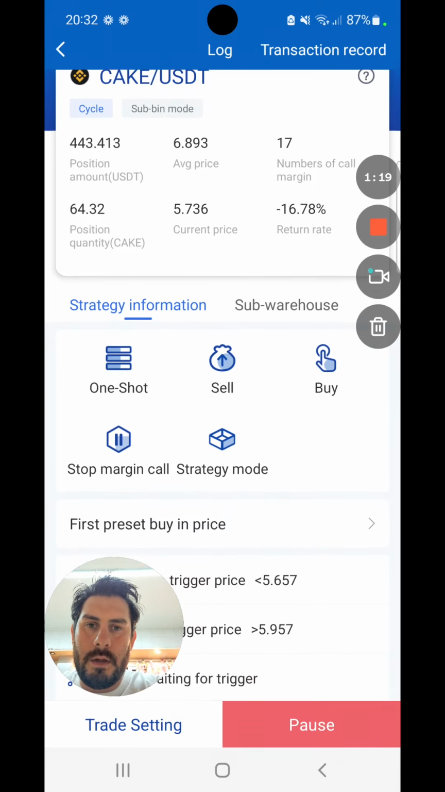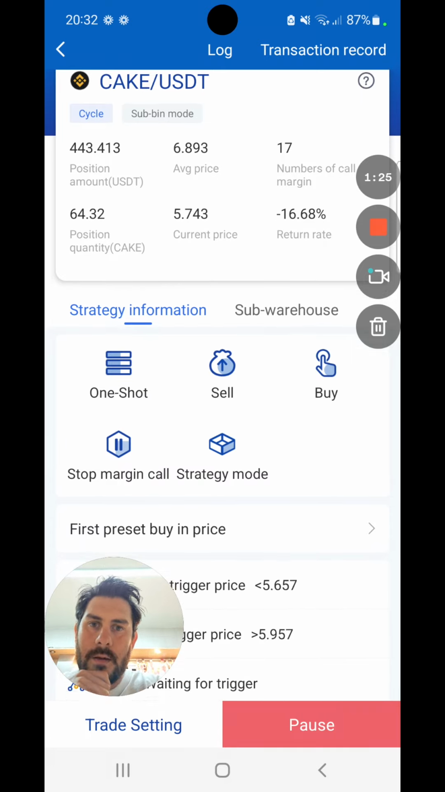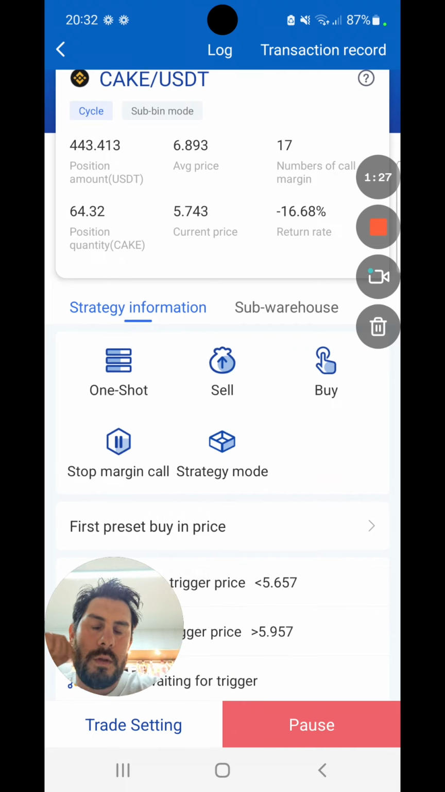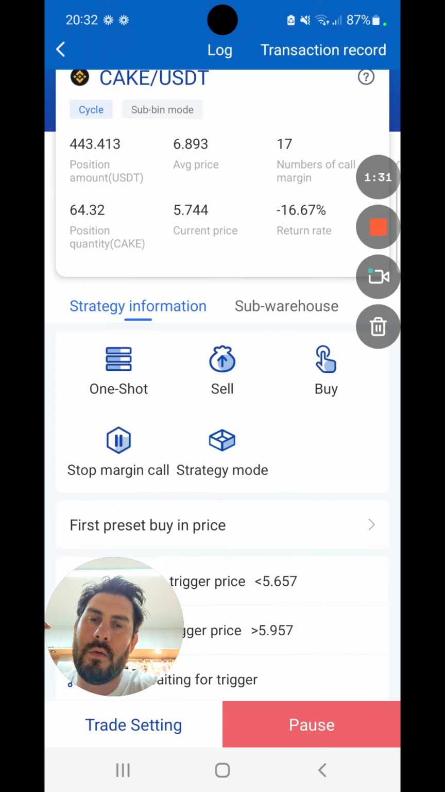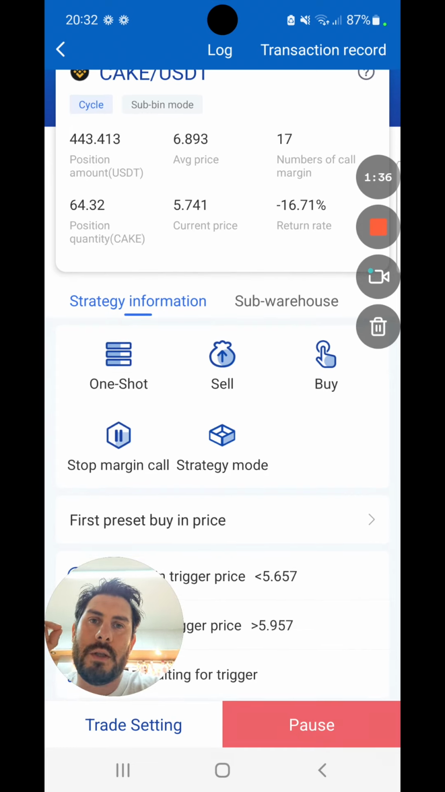So basically what the robot is doing, when the crypto is going down, it will buy, and when the crypto is going high, it will sell. So we will have profit from each buy and sell.